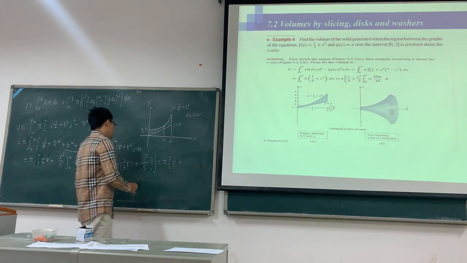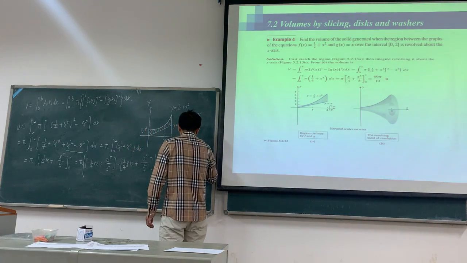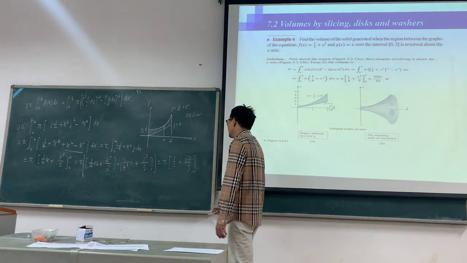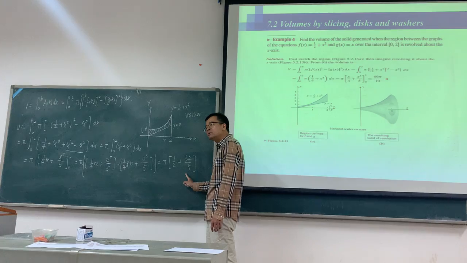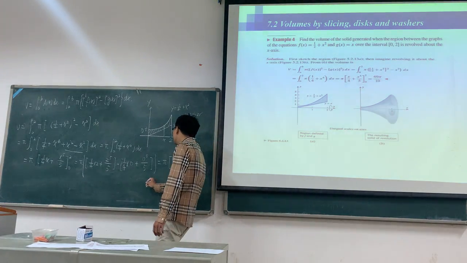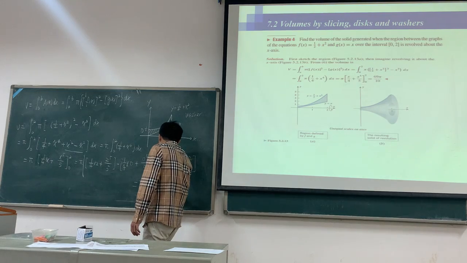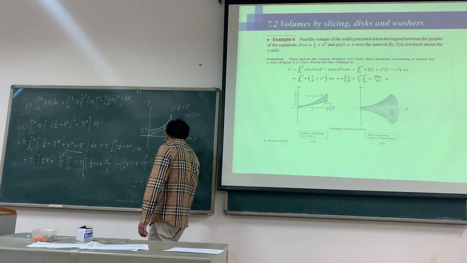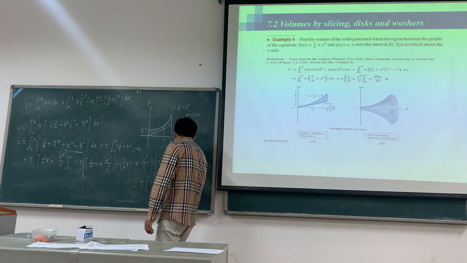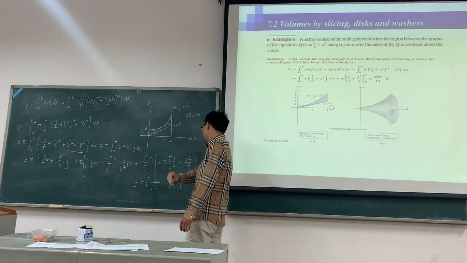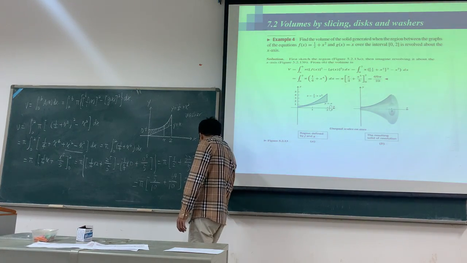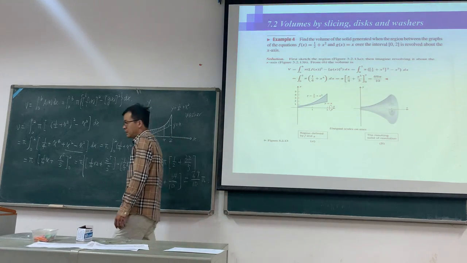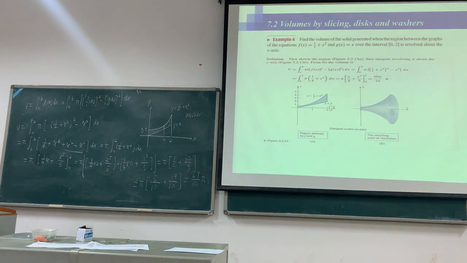So here it is 32 over 5. We make them have the same denominator. So this is equal to pi times (5 over 10 plus 64 over 10), which is 69 over 10 times pi. So this is this part.